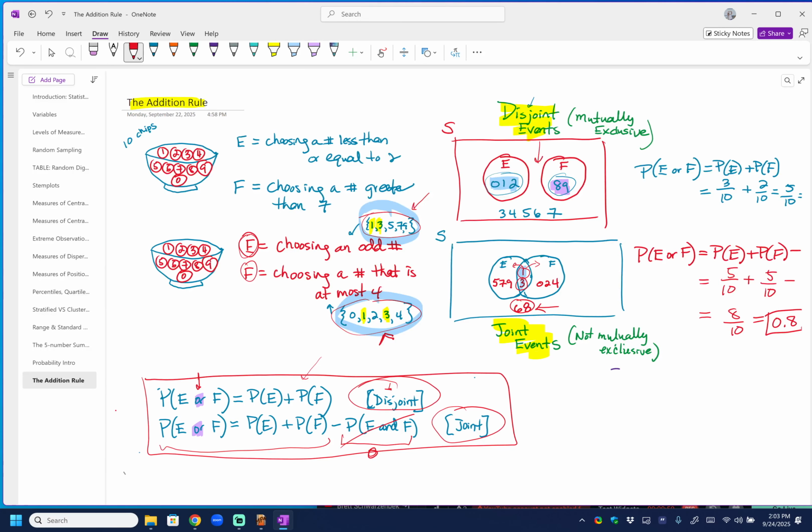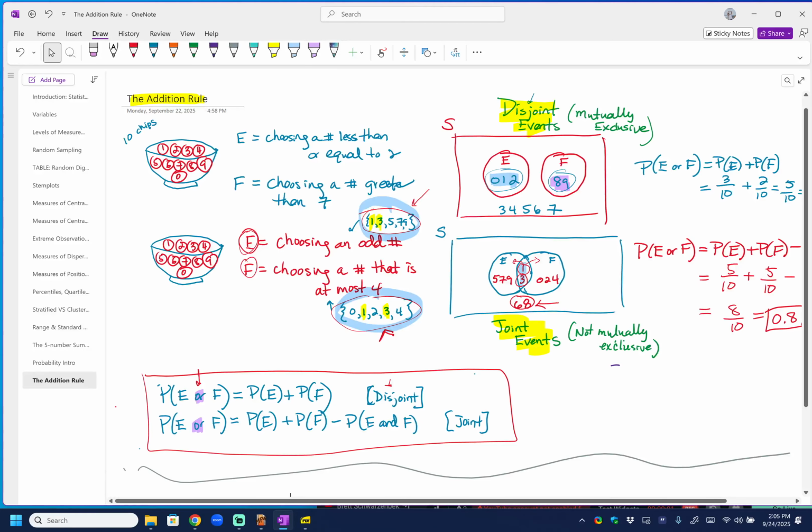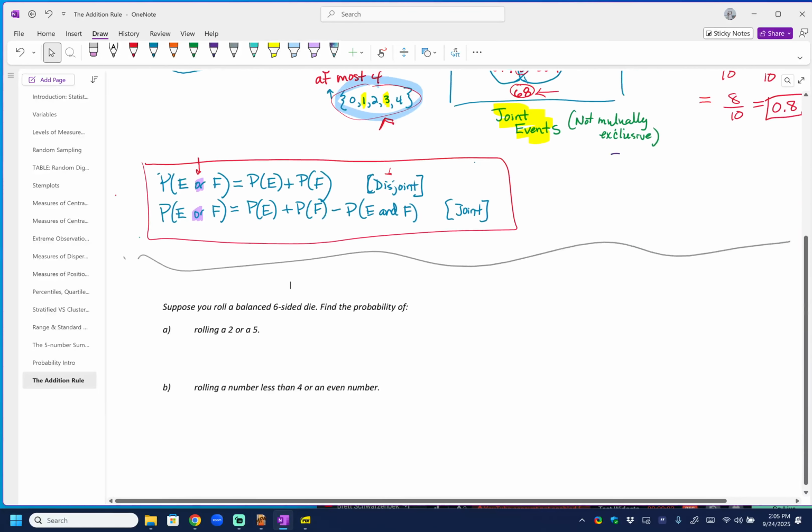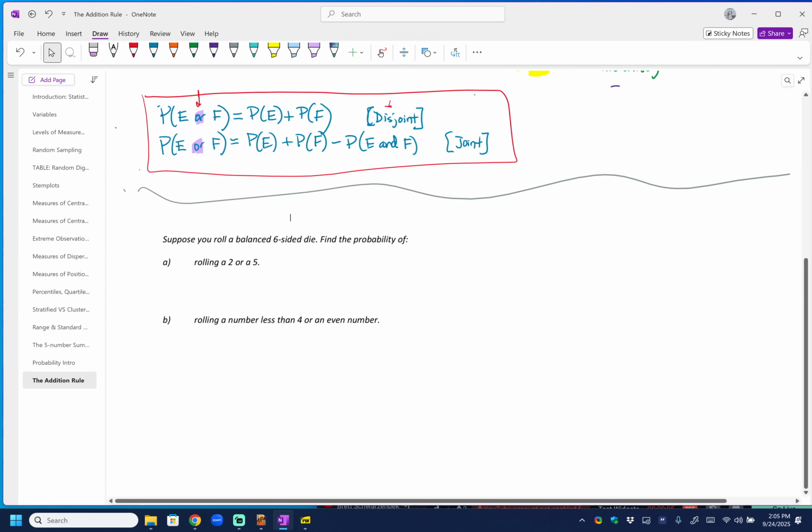All right, let's do a few more examples to make sure things are understood here. So suppose you roll a balanced 6-sided die, find the probability of, well, letter A, rolling a 2 or a 5. Okay, so right away, hopefully everybody notices that the keyword "or" has been a part of our problem, which means as soon as you see that, your brain is going to go to the addition rule.